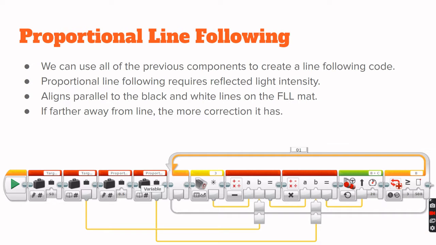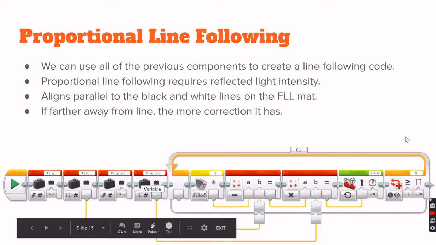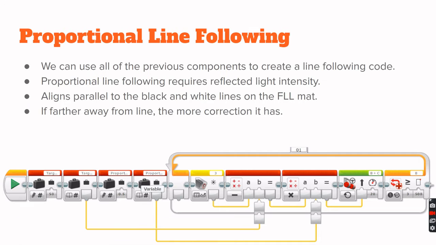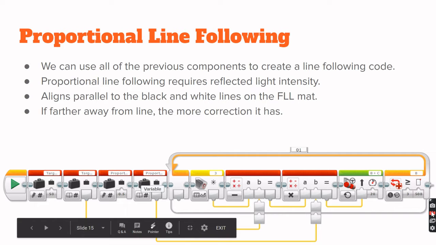So let's just say you're in the middle of the road and you're drifting off to the side. Well, the more you drift, the bigger the correction you have. And that's basically the idea of proportional line following. But to code this feature, and for a little more information and comprehension, let's watch this video.